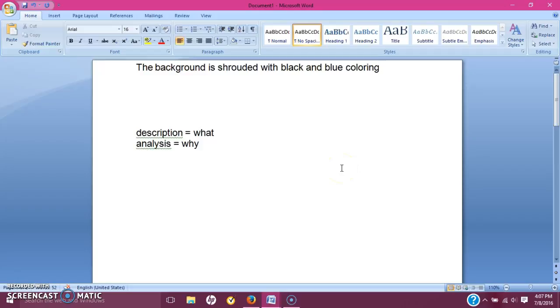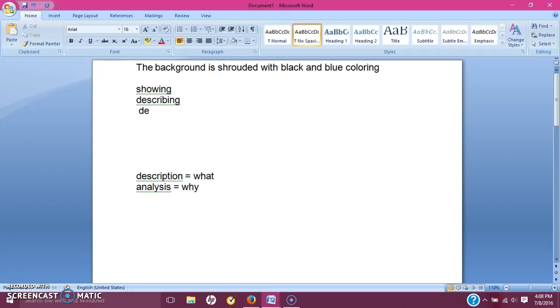A way that you can kind of force yourself into analysis that I recommend to students is using the words showing, describing, depicting, just any of these types of phrases that you can kind of tack on as you start to do analysis. I've highlighted in your third writing response the places where you do a good job of analysis, but a lot of you are only beginning to touch the surface.